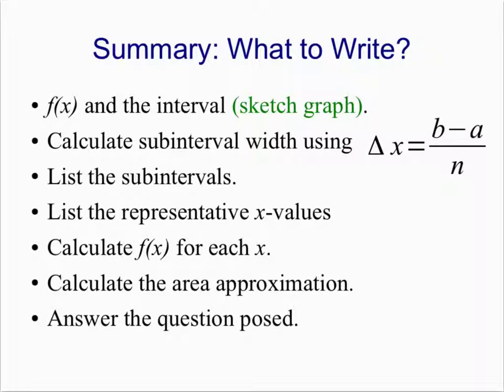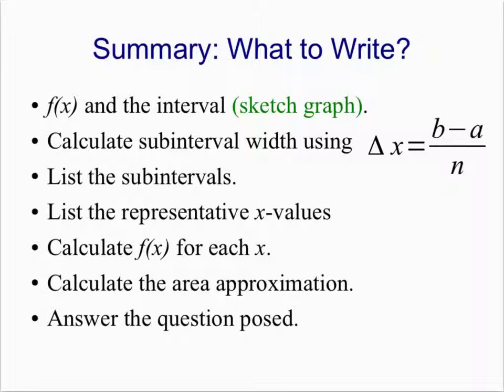So I had this slide in the last video, and this is sort of a list of the things that we want to accomplish in order to find an approximation for the area between the curve and the x-axis. So basically, as you know, we're going to identify our function and the interval that we're looking at. We're going to sketch a graph. Once we know the number of rectangles we're going to use for our approximation, we find the width of each rectangle, delta x. We just do b minus a over n.